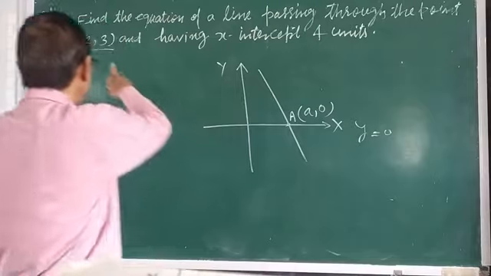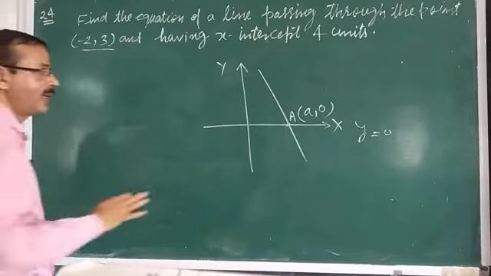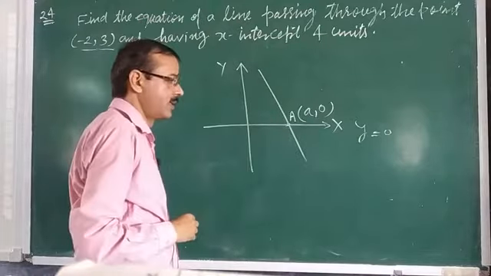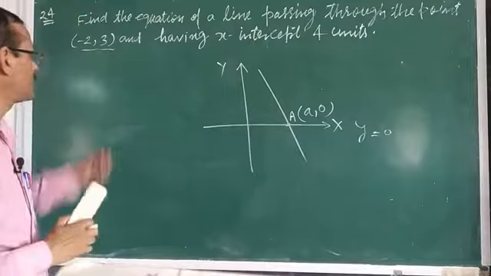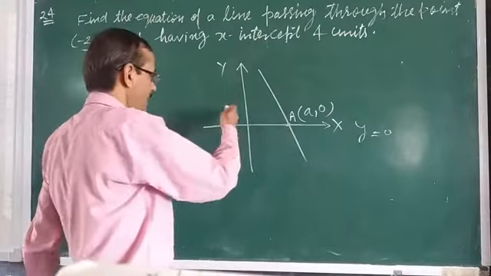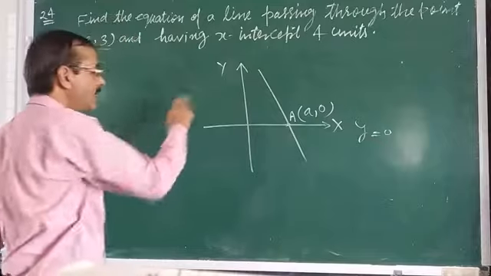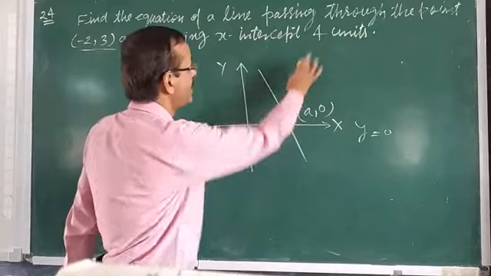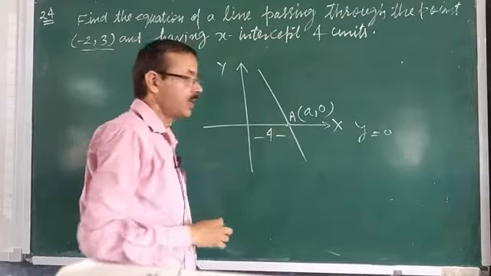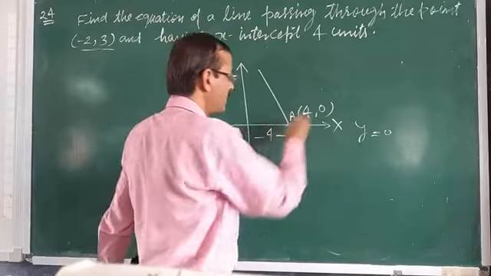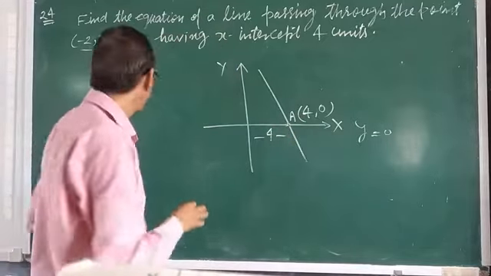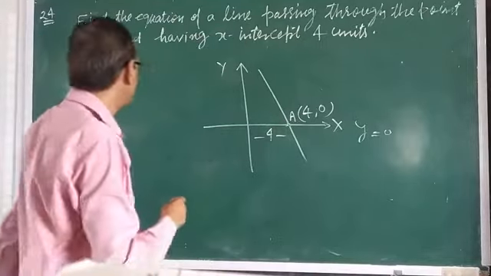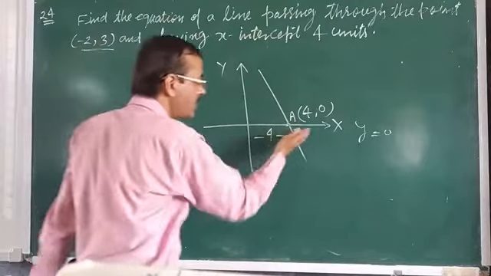Okay. So (-2, 3) is one point given, the line passing through (-2, 3), and second is 4 units. So the line is passing through (-2, 3). It means maybe the line is coming from this side, but intersecting where? On the x-axis. At what distance is it given? At 4 units. So what should this point be? (4, 0). So we found two points, (-2, 3) and (4, 0). The line passes through the two points (-2, 3) and (4, 0).